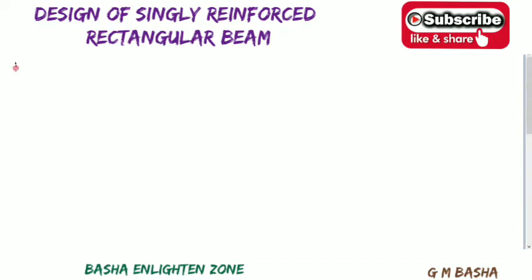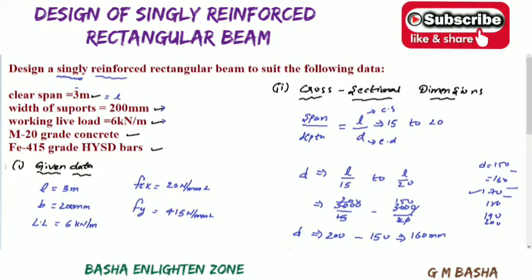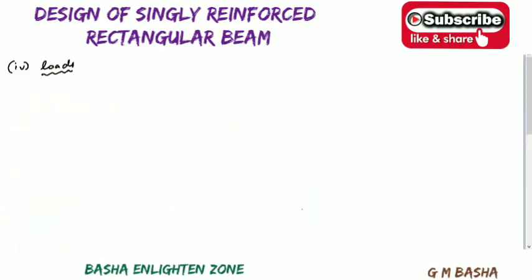So here our fourth point is loads. First consider what are the given loads here. The given load in the question will be only the live load, that is 6 kilonewton per meter. So live load will be equal to 6 kilonewton per meter.